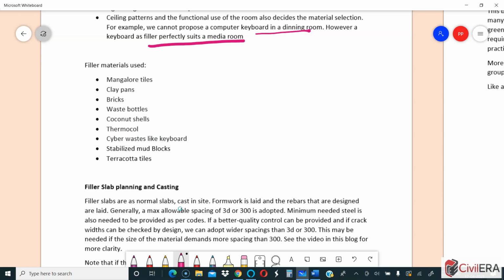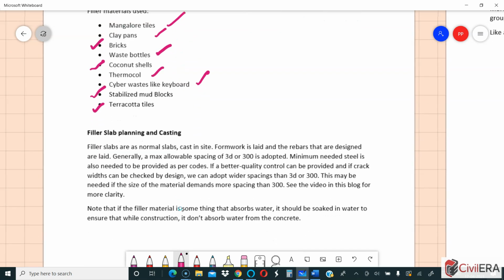Now, filler materials generally used are mangalore tiles, clay pans, bricks, then waste bottles sometimes, coconut shells, thermocol, cyber waste like keyboards, stabilized mud blocks, and terracotta tiles. So you can choose from a variety of things that we are already using.